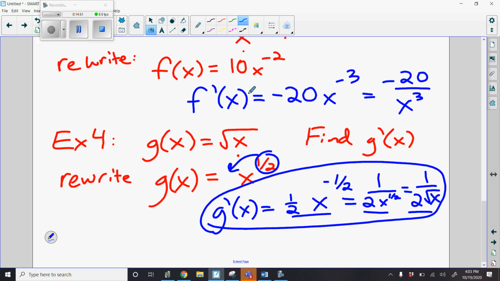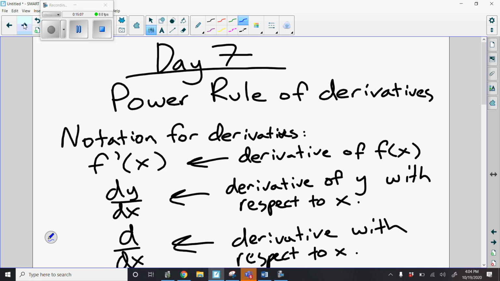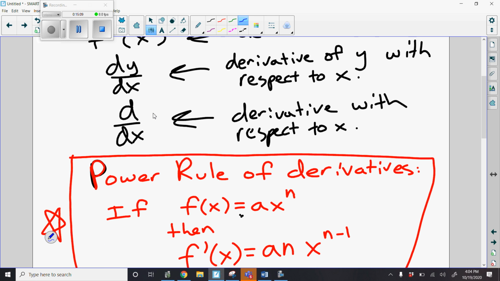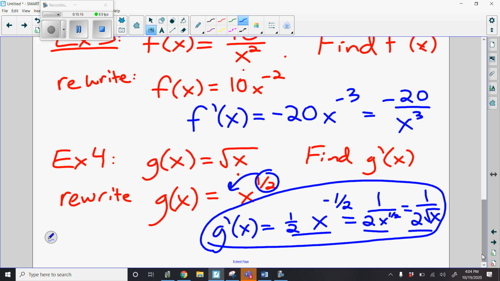Now take a look back. In class today, we looked at the same thing and we did it by limit definition. And notice we got that same answer, 1 over 2 root x. Okay? But I'm thinking that you probably will enjoy the power rule much more. Okay, couple of things. What if the power is to the first?